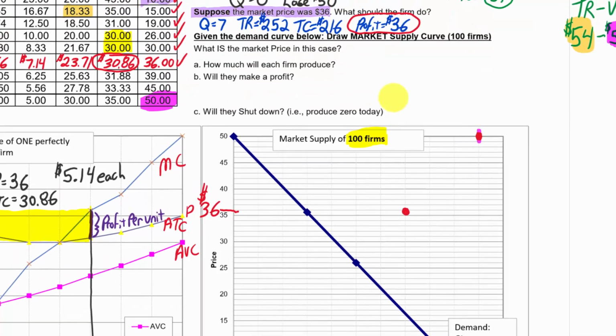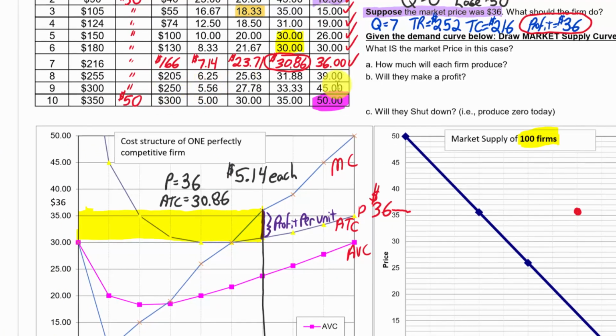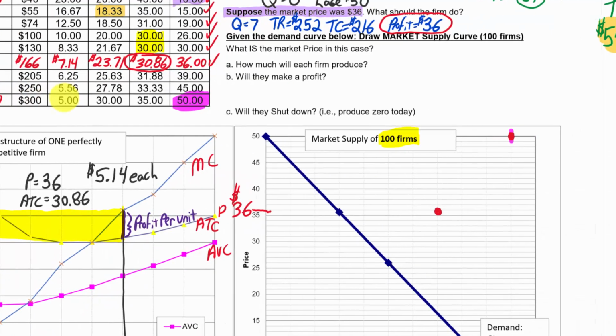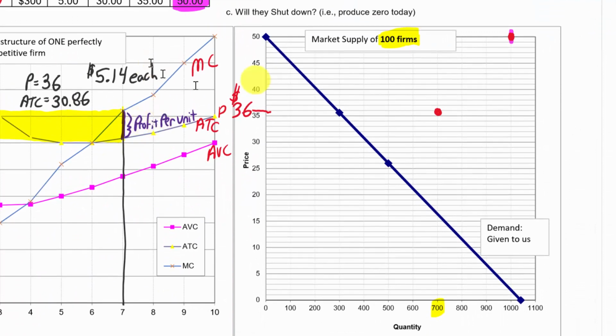And then we just keep moving down. What if the price was less than 50? 49, 48, 47, 46, 45. If the price got all the way down to 45, then each little firm would produce 9 units. And 9 times 100 is 900 units. So at a price of 45, the market quantity supplied would be 9 times 100, or 900 units. Okay, so $45, 900 units. Here is another point on our market supply curve. And we just keep going down and connecting these points.